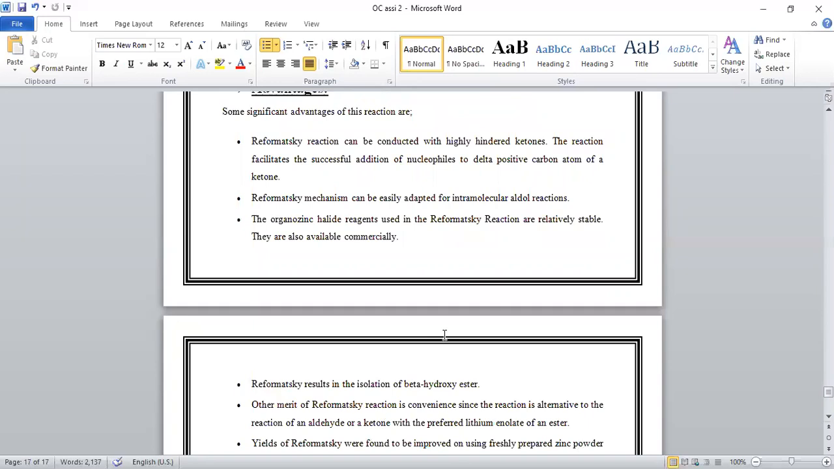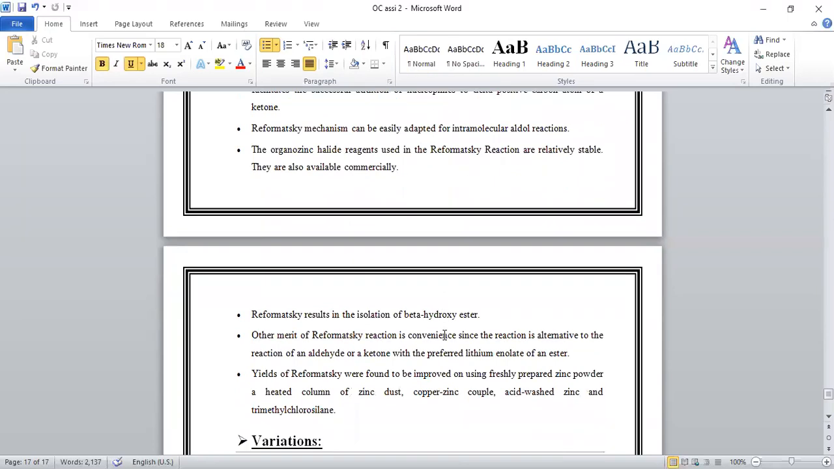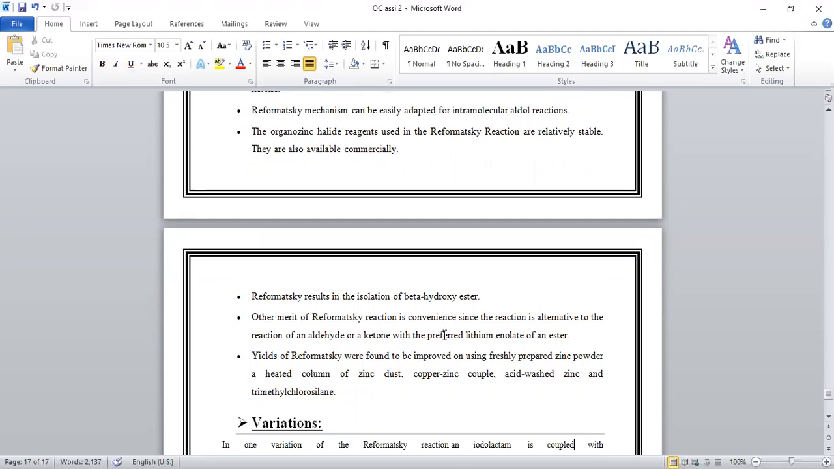Another merit of this reaction is convenience, since the reaction is an alternative to the reaction of an aldehyde or a ketone with the preformed lithium enolate of an ester. The yields of this reaction were found to be improved by using freshly prepared zinc powder, a heated column of zinc dust, copper-zinc couple, acid-washed zinc, and trimethylchlorosilane.